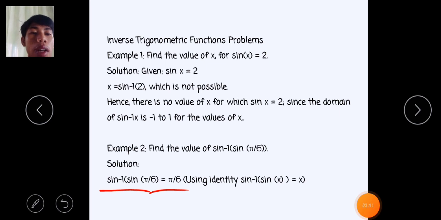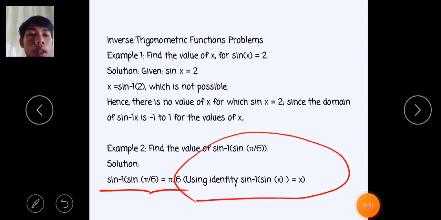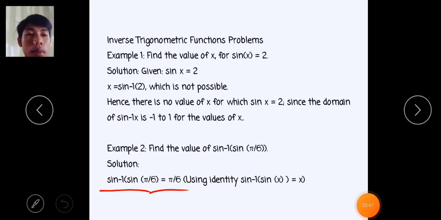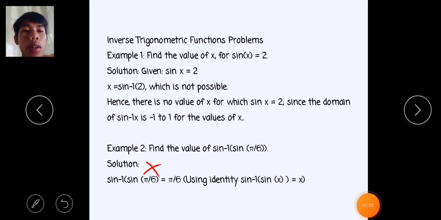using the identity of the arc sine, where arc sine of sine of x is equal to x. So this is the x, so it is equal to x. That's why the answer is pi over 6.